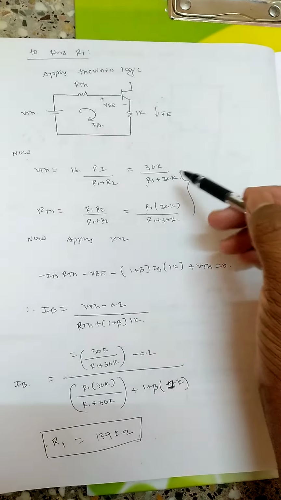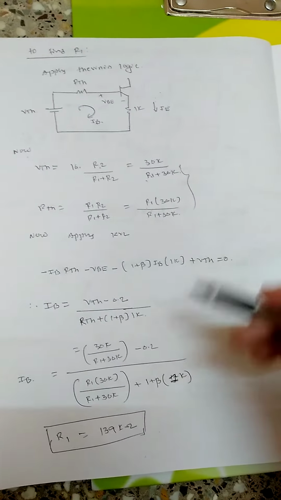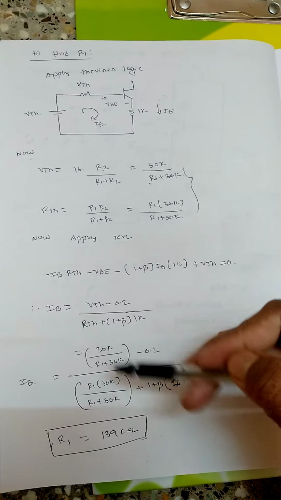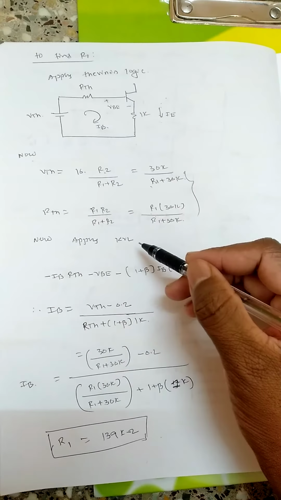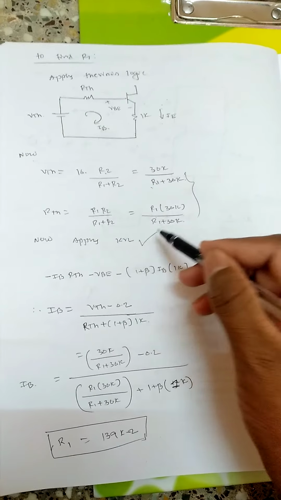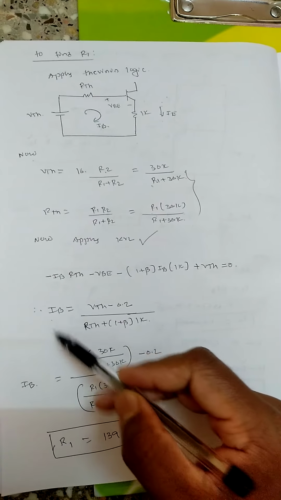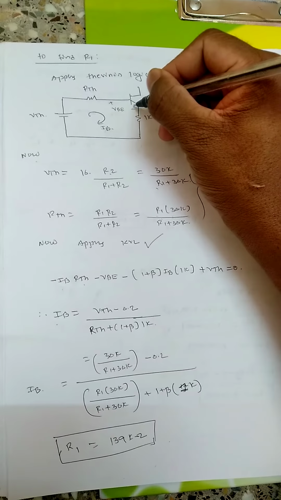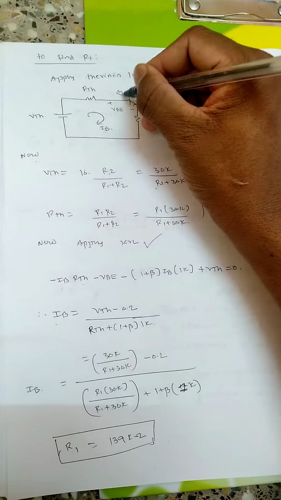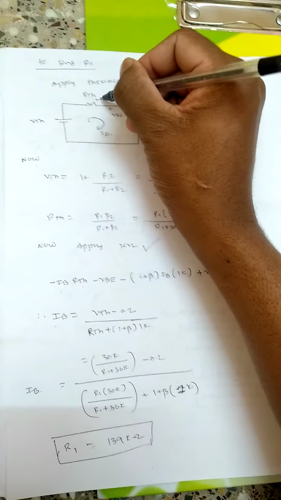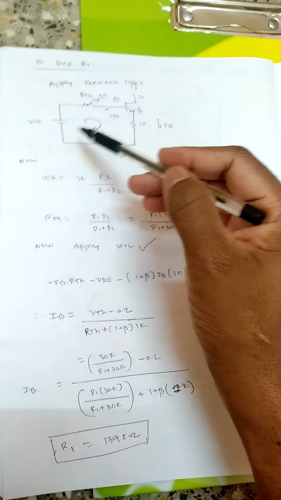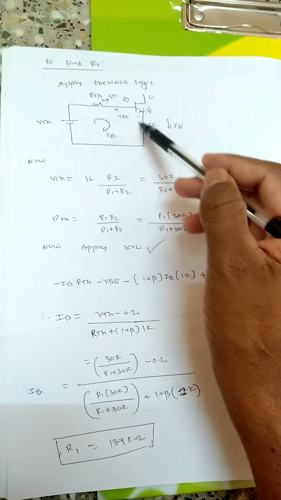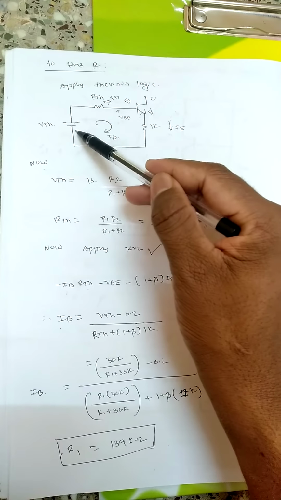I can't solve them directly, so I need some other equation where I can put this VTH and RTH and solve for R1. Now apply KVL at the base loop. When I apply KVL, start from this point. This is emitter, base, collector. The current flowing through this is IB, which I have already denoted here. This is positive, meaning the current will be flowing like this, so electrons will be emitted from this point and then collected, as in this anode and cathode relation.